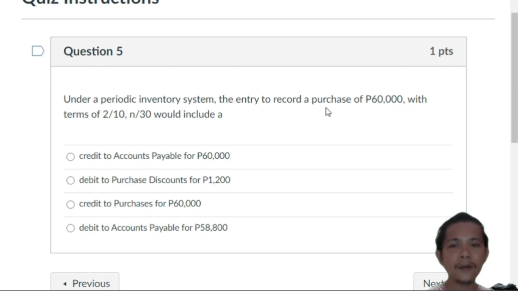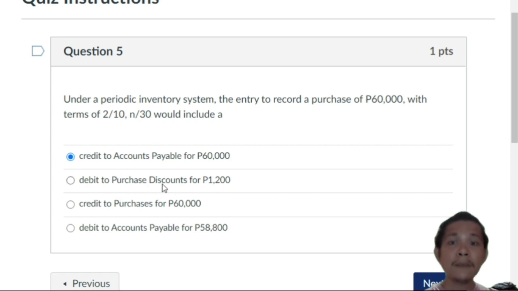Ang question is, entry to record a purchase of 60,000. Nung bumili tayo, periodic inventory system, so debit ka purchases 60,000 and credit ka ng accounts payable for 60,000. Alin yun dito? Pag chinek natin yung unang option, credit to accounts payable, 60,000. Tama yon. Double check lang natin yung tatlo pa.